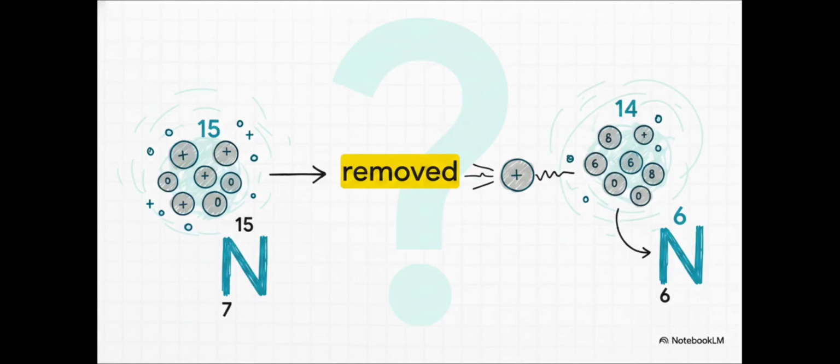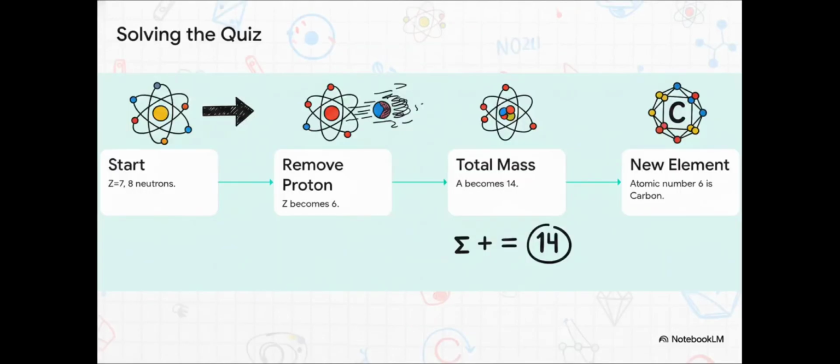The question asks, if a single proton is removed from this nucleus, does it become nitrogen 14? Is this statement right or wrong? Let's figure this out together. Let's just methodically walk through the math step by step. Step 1, we start with Z equals 7 and 8 neutrons. Step 2, we remove 1 proton. Okay, so now our new Z is 6. The neutrons haven't changed at all, they're still at 8.